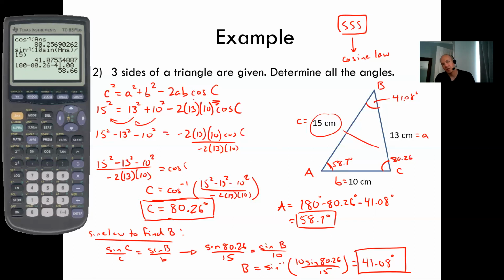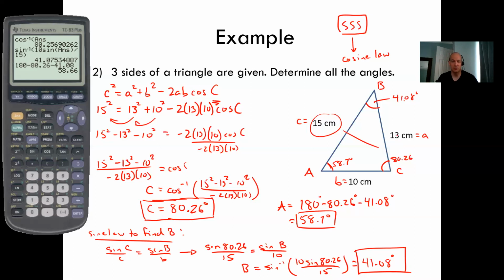Cosine law can sometimes unlock, I guess, a side angle pair, so you could use sine law, and then you can go 180 minus that. So those are the main types of questions that you'll have. The big thing for you will be deciding when to use sine and cosine law. Sometimes you can use both, sometimes one is better than the other, and it's all up to you.